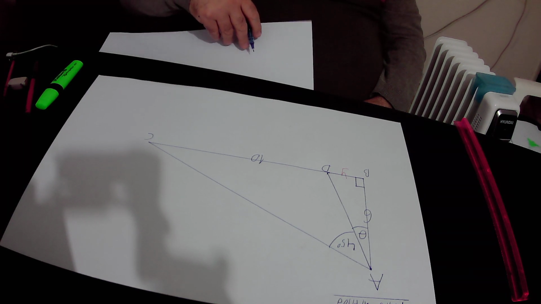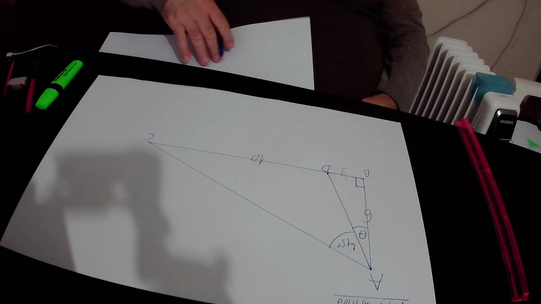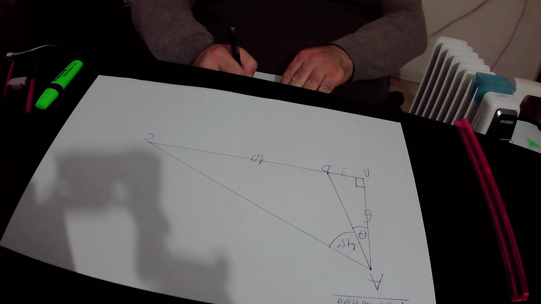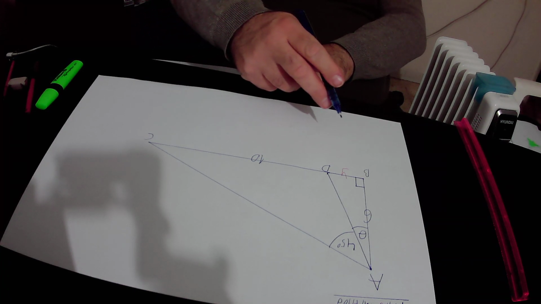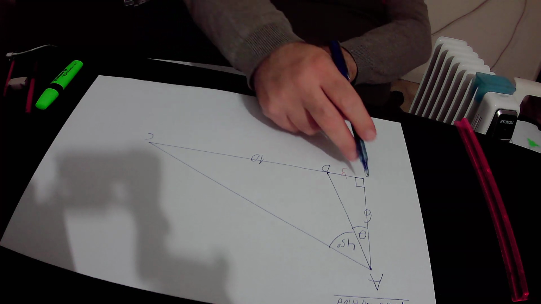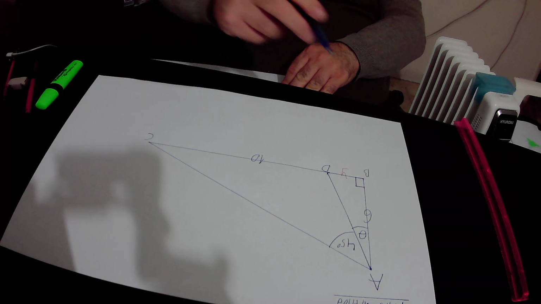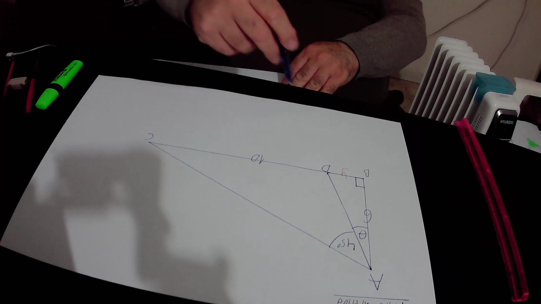In the next step, we will focus on the right triangle, triangle ABC. In the right triangle, triangle ABC, we know that tangent of theta plus 45 degrees is equal to BC over AB.